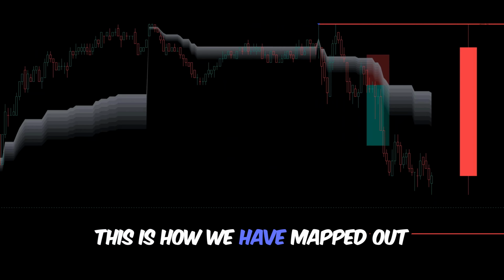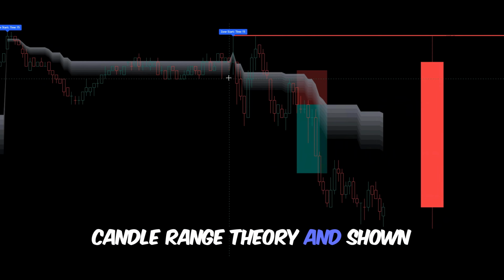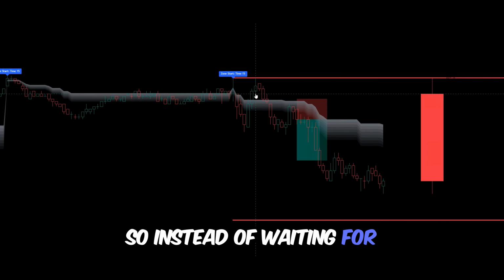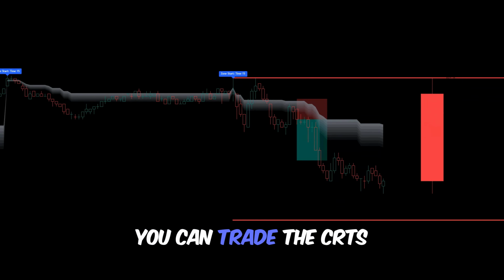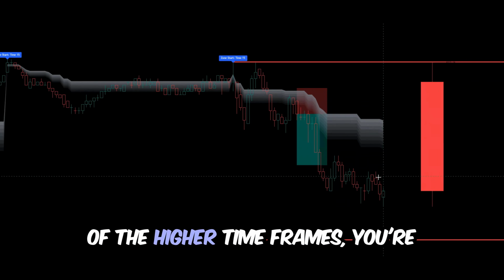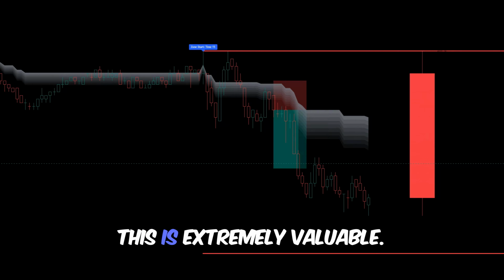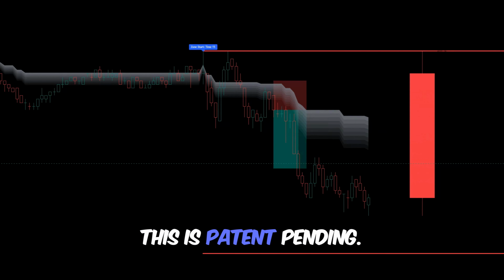This is how we have mapped out candle range theory and shown you exactly inside of the candle. So instead of waiting for the candle to form and then hoping you can trade the CRTs of the higher time frames, you're seeing it built in real time. This is extremely valuable. This is patent pending.